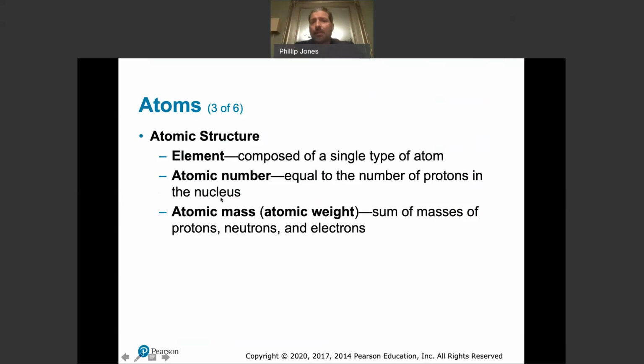So once again, the atomic number is equal to the number of protons in the nucleus, the number of positive charges. The atomic mass, or atomic weight, depending on what you're talking about, is the sum of the masses of the protons, neutrons, and electrons. And like I mentioned, electrons have mass, but it's negligible in comparison to the larger number of protons and neutrons.